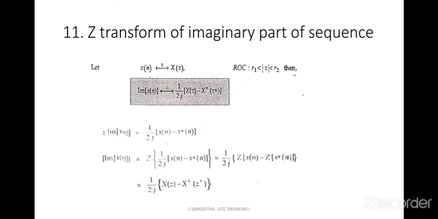In the previous slide you saw the real part of a sequence. In this slide we are going to discuss the z transform of the imaginary part of a sequence. The imaginary part of x of n will have the z transform 1 by 2j into X of z minus X dash of z dash. So by solving the imaginary part of x of n, we get 1 by 2j into X of z minus X dash into z dash as the imaginary part of the z transform of the sequence.